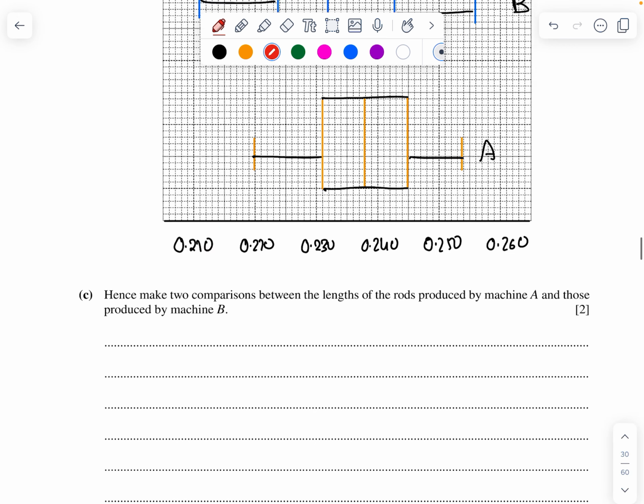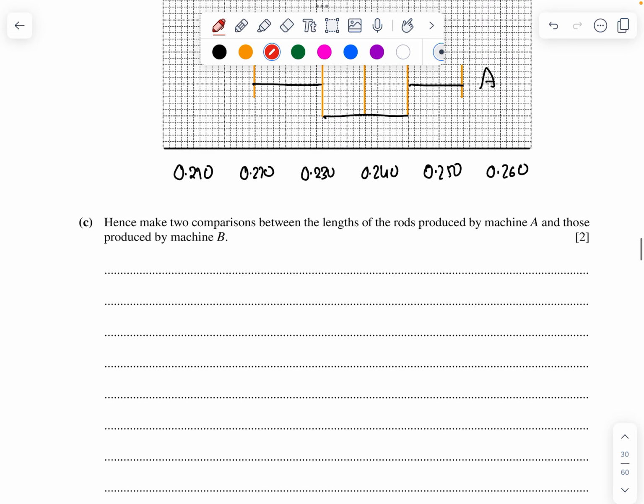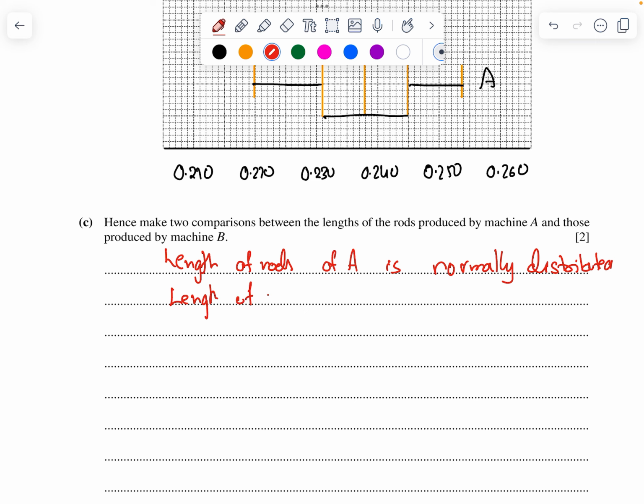So A is normal distribution. The lengths of rods of A are normally distributed, whereas the lengths of rods of B are positively skewed. That is 1 mark. So 2 marks should be there. So that is the one comparison. Now the second comparison.